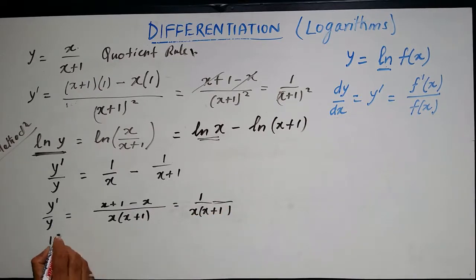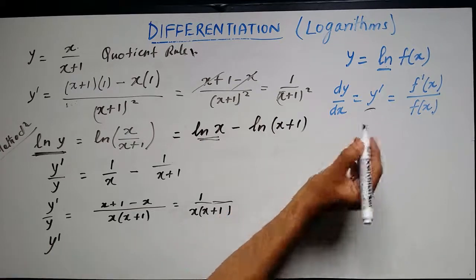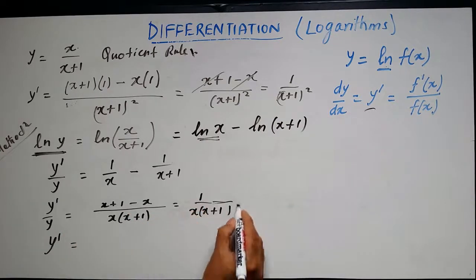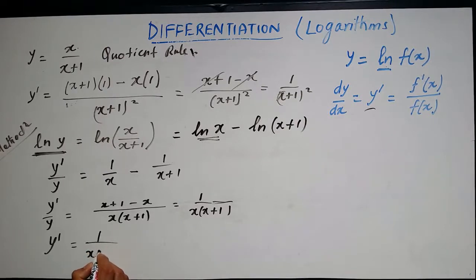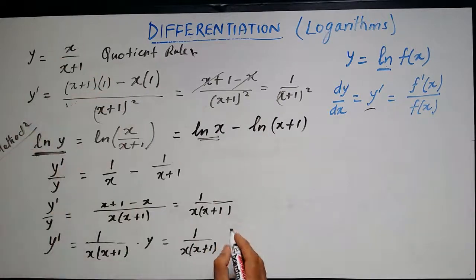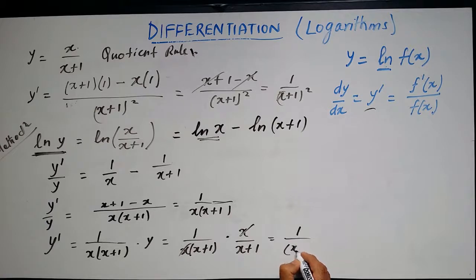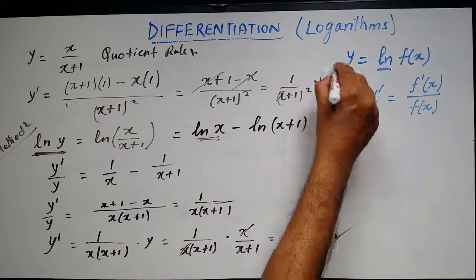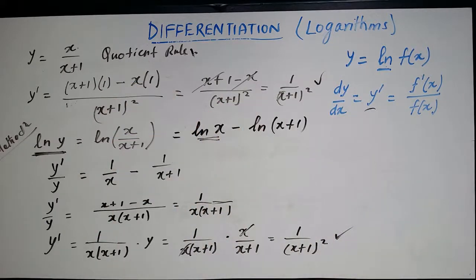Now y dash, which is what we are looking for, is equal to y multiplied by this expression. So it is 1 upon x into x plus 1 multiplied by y. What is the value of y? We can substitute the value of y here, which is x upon x plus 1. So we multiply x upon x plus 1 instead of y, and this x and this x cancel. We get 1 upon x plus 1 square. This is the same answer as we got by applying the quotient rule.